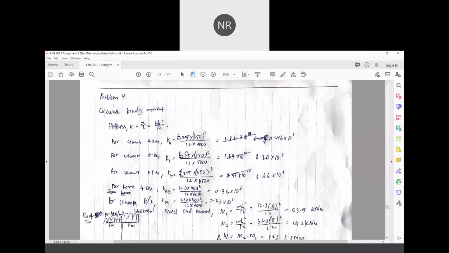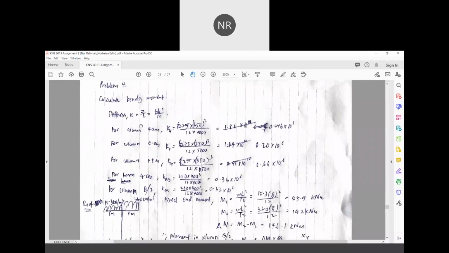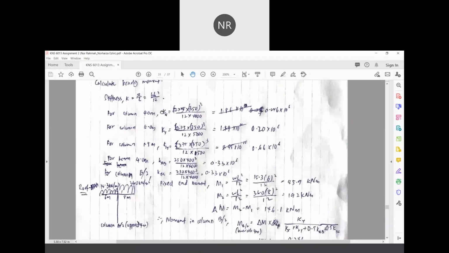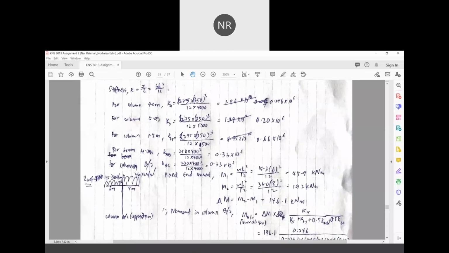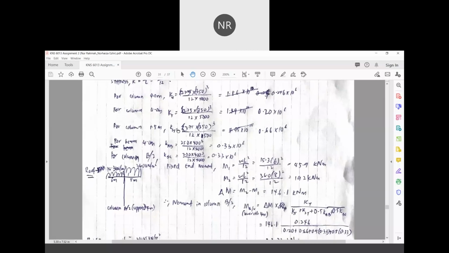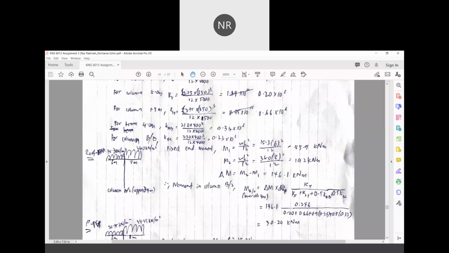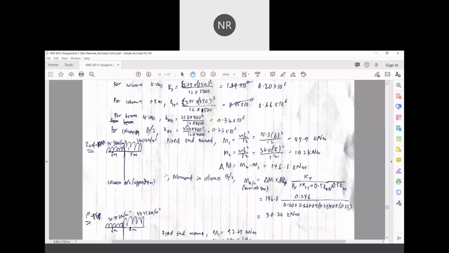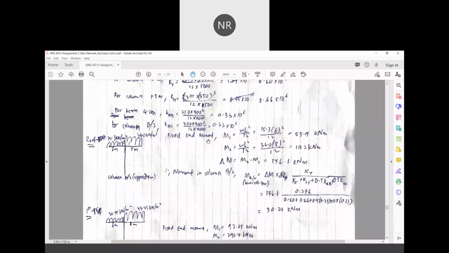Other than that, we have to calculate the bending moment. So the formula for stiffness is K equals BH to the power of 3 over 12. So we can get the stiffness value for each column, where the columns are 4 meter, 5 meter, and the last column is 1.5 meter. And then also the stiffness for the beams, 4 meter, and also for the second beam, 4 meter, AB and BC equals 0.33 and 0.2.